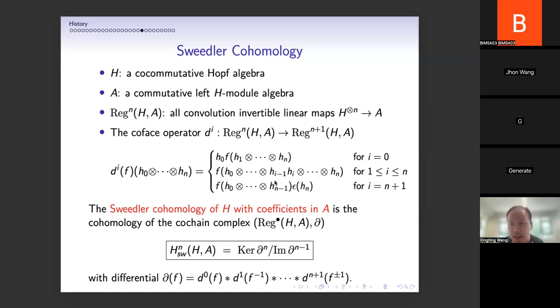The only thing is that in the Hochschild case, you add and subtract them. Here you multiply and divide them. So here the star means multiplication using the convolution product, and f inverse means the convolution inverse. The only thing is that you replace addition by multiplication. And you can show that this will give you well-defined cohomology groups called Sweedler cohomology.